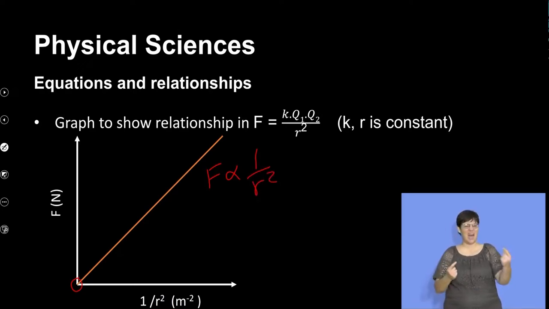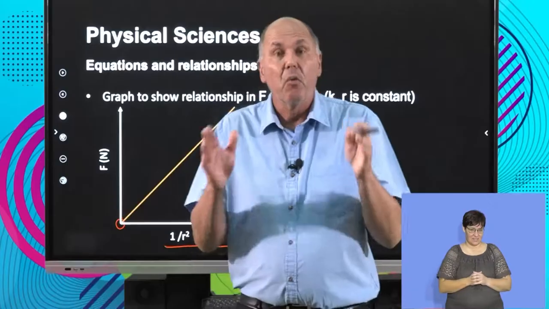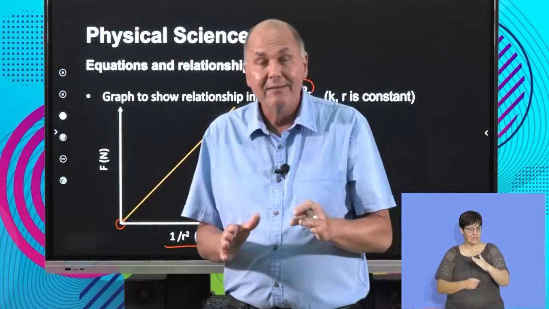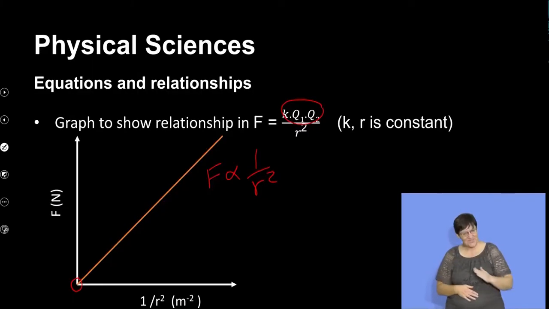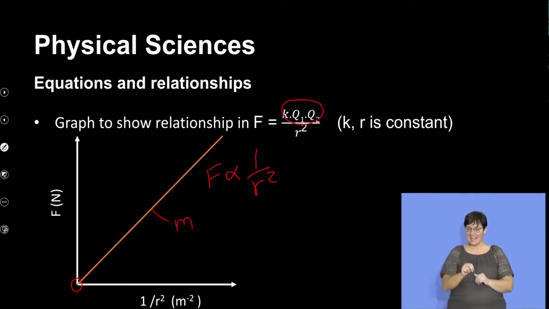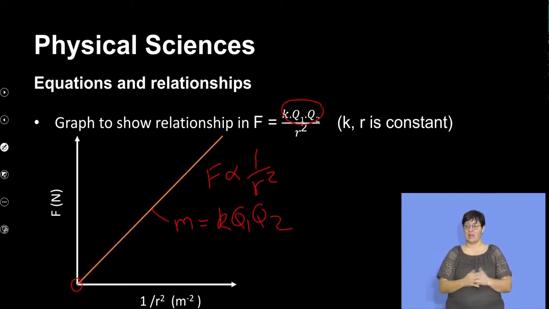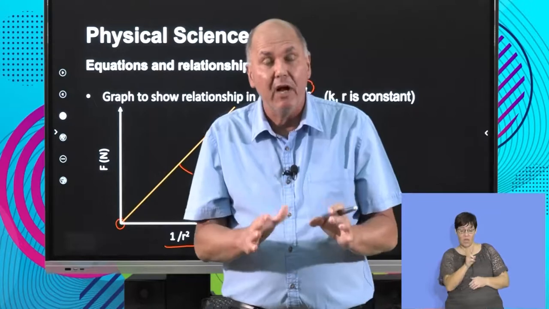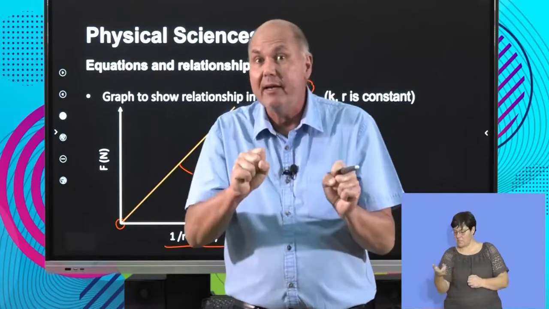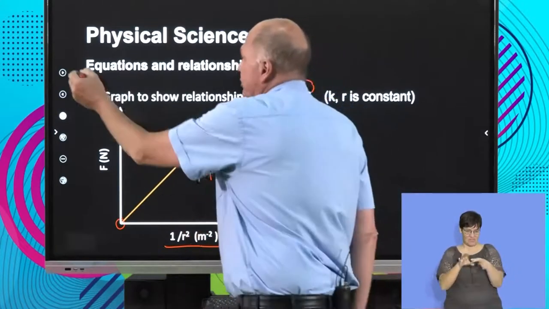These other factors, they're constant. So what's the gradient going to be? Oh, you've got it. This gradient here, m, is going to be equal to the constant, which is k, q1, q2. Okay. Excellent. I hope that you've understood that principle. So whenever you look at an equation, you can separate it out and start to define the relationships in words.